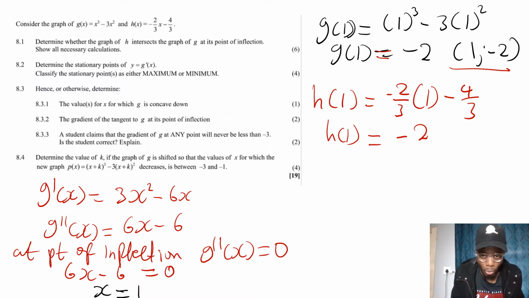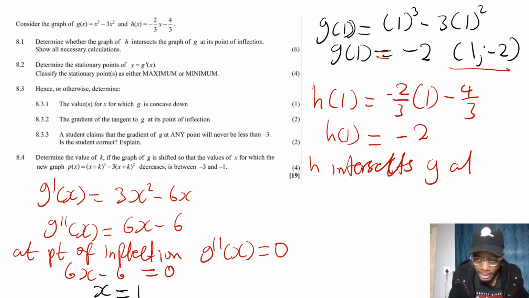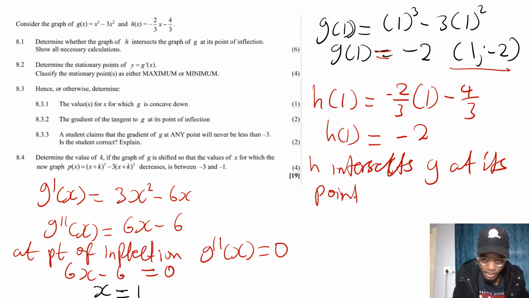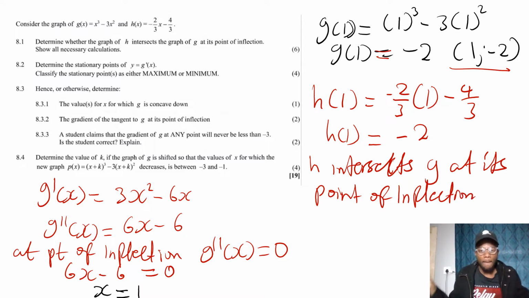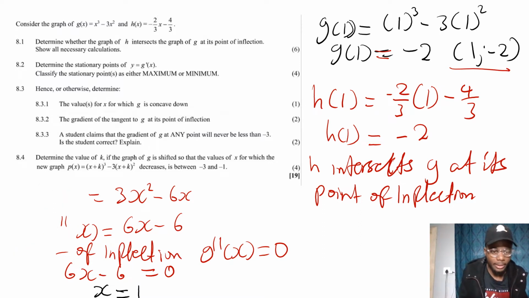So we can conclude and say, therefore, h intersects g at its point of inflection, for 6 marks. We are done. Let's go to the next question.